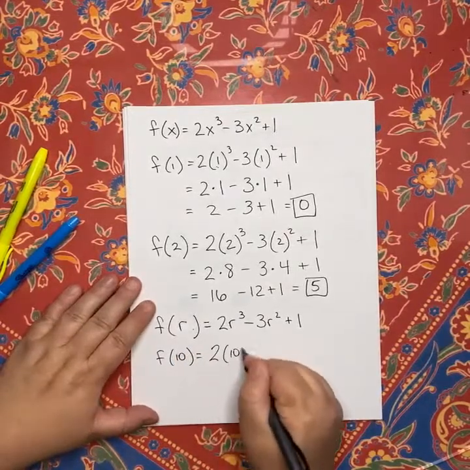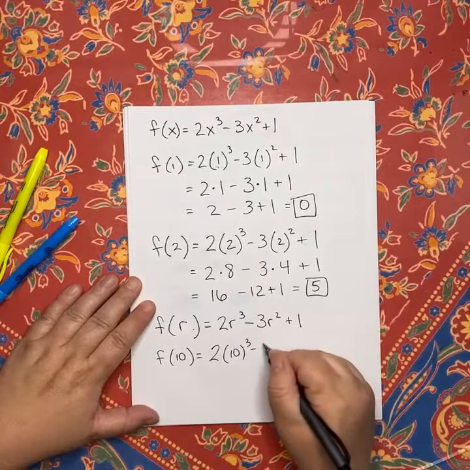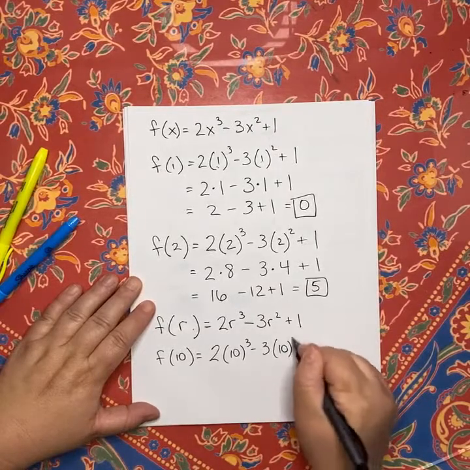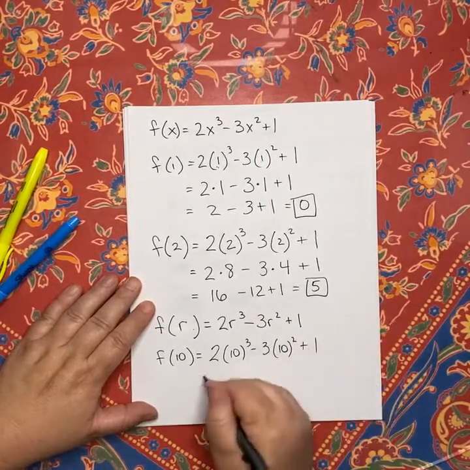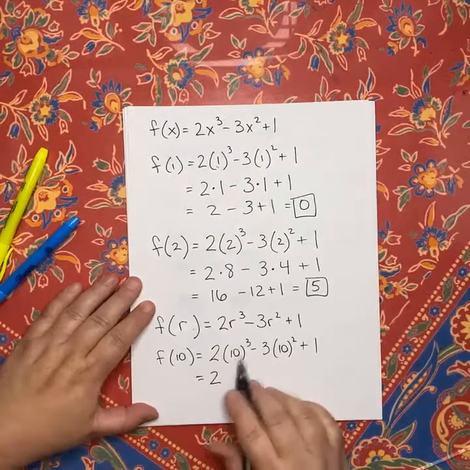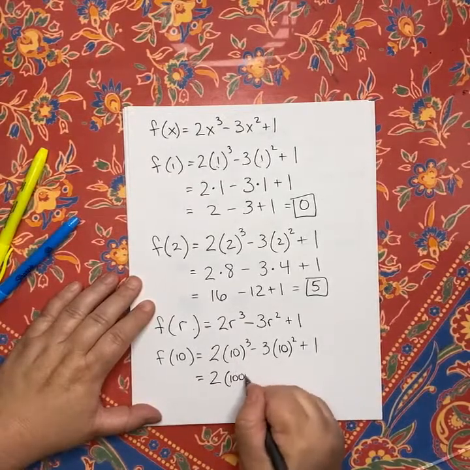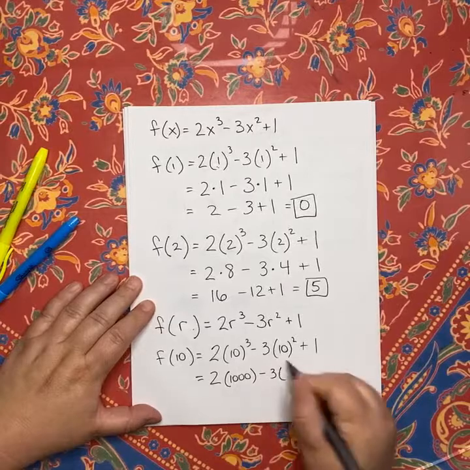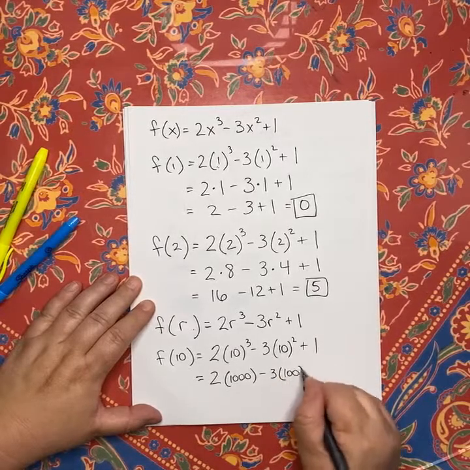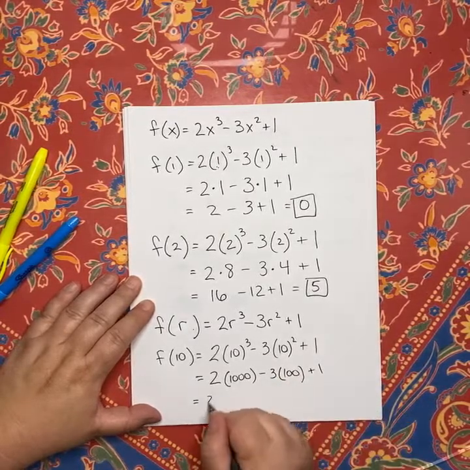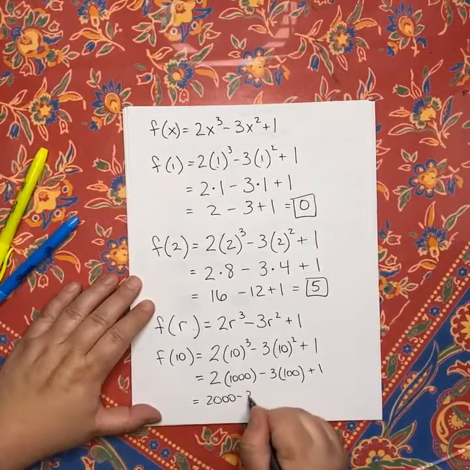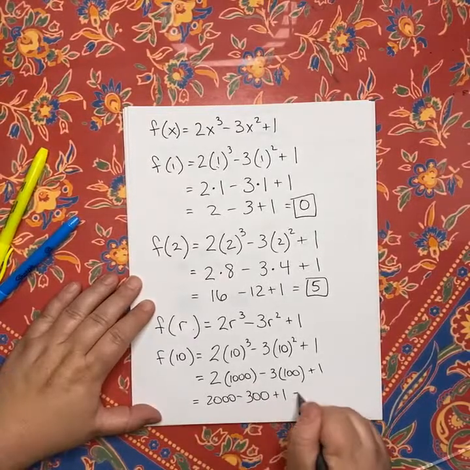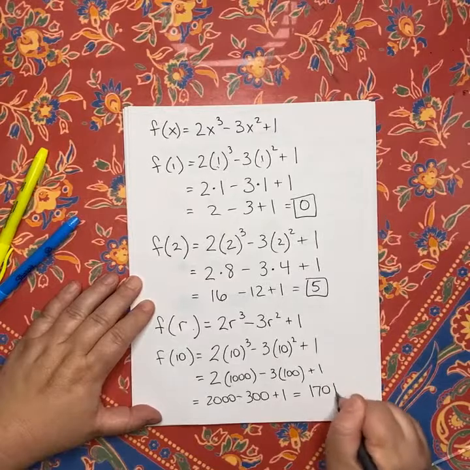How about f of 10? 2 times 10 cubed minus 3 times 10 squared plus 1. 2 times 10 cubed is 2,000. 10 squared is 100. So it's 2,000 minus 300 plus 1, which is 1,701.